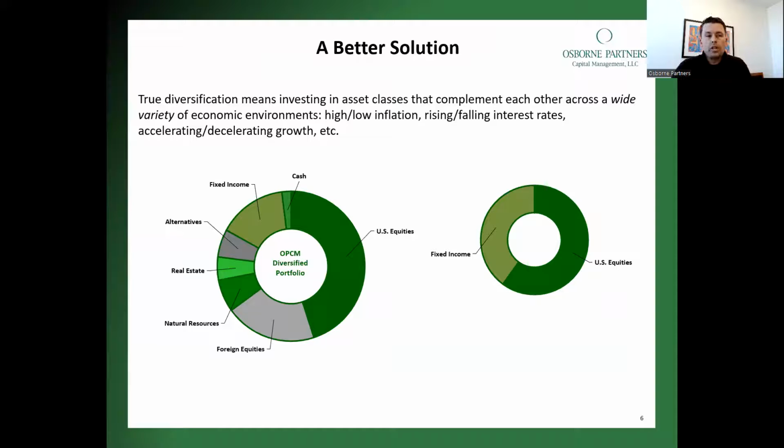So one natural question may be, what can be done to address the concerns that we have about the 60-40 portfolio? And this slide helps to provide an answer. Instead of a portfolio that simply has exposure to two asset classes, our multi-asset class approach gives our clients exposure to 7, including asset classes like real estate, alternatives, and natural resources, all of which have done well historically in the type of economic environment that we're seeing today that's characterized by higher inflation and also higher interest rates.